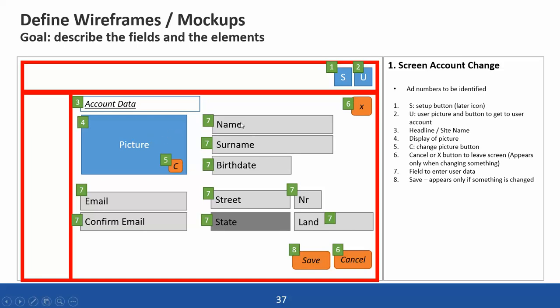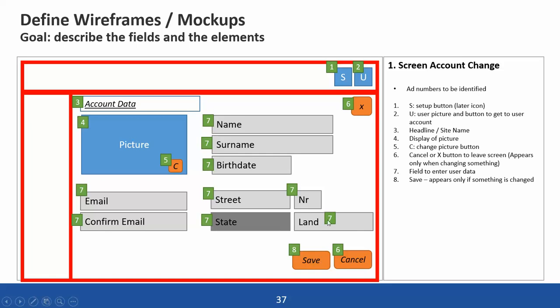These are fields, so I put it in 7, field to enter user data, and also I give additional information like the cancel or the save button. Save appears only if something is changed. So I don't have to give a lot of information, but already the developer understands how to program it. Because if a user sees the screen, the user will not see the buttons. But if a user clicks on it and changes something, then save and cancel will appear, and the user can save it.